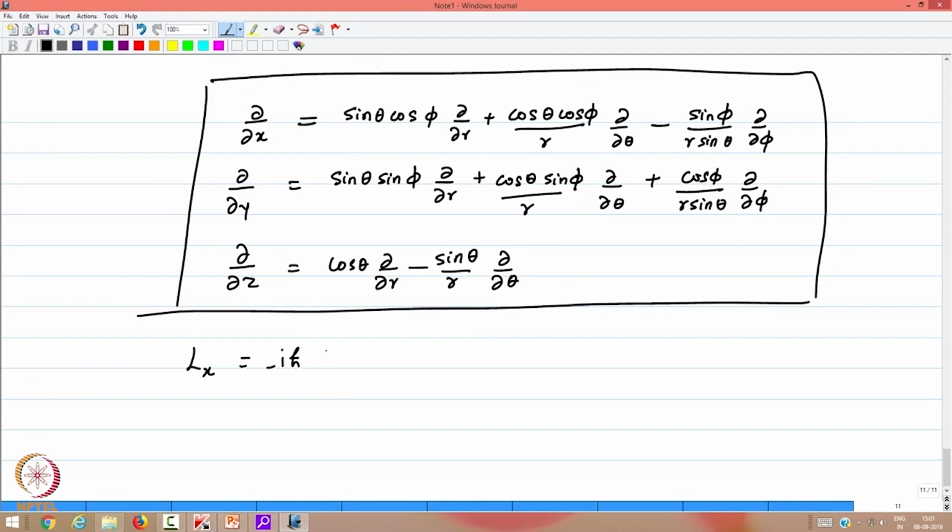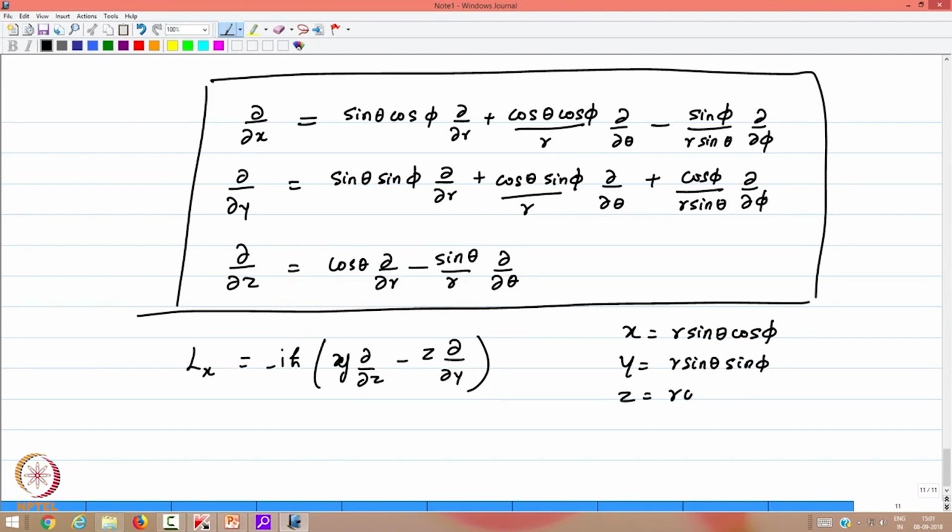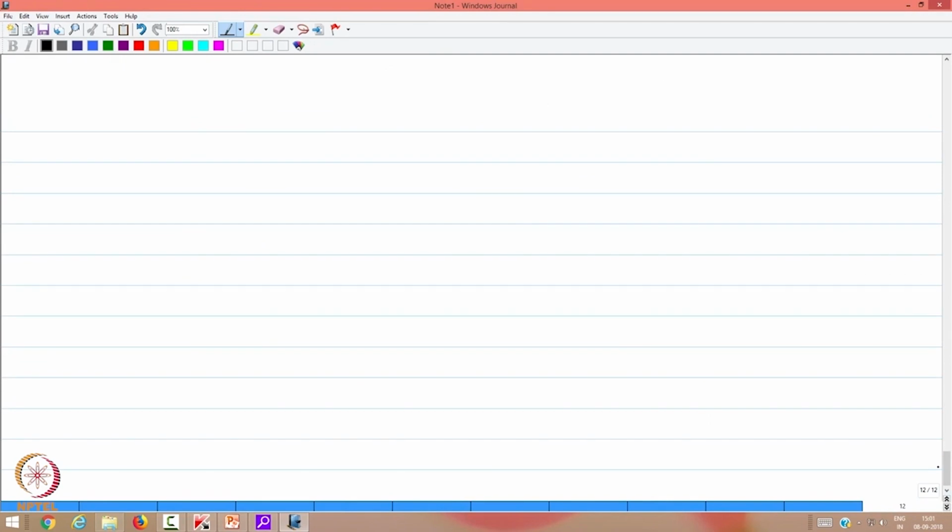Minus i h bar, y dou by dou z minus z dou by dou y. And remember, in polar coordinates x is r sin theta cos phi, y is r sin theta sin phi, and z is r cos theta. Okay. That's the polar coordinate expression. Therefore, you simply have to multiply the x, y derivative terms.